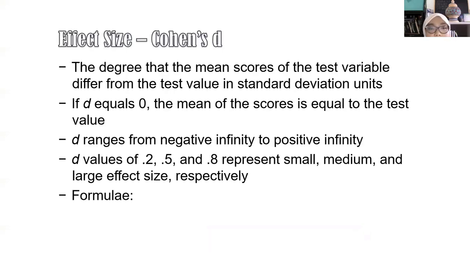Okay, next one, effect size. The effect size by Cohen's D refers to the degree that the mean scores of the test variable differ from the test value in standard deviation unit. So effect size takes the unit in standard deviation. If D equals 0, the mean of the score is equal to the test value. D ranges from negative infinity to positive infinity, so D ni can take any values. D values of 0.2, 0.5 and 0.8 represent small, medium and large effect size respectively. So for example, you get the effect size negative 8. So what does it mean?